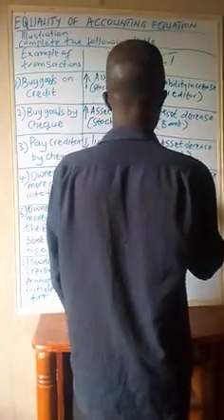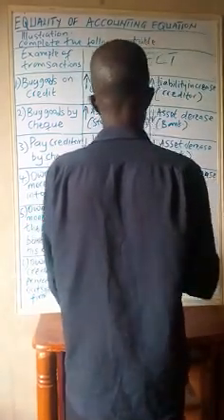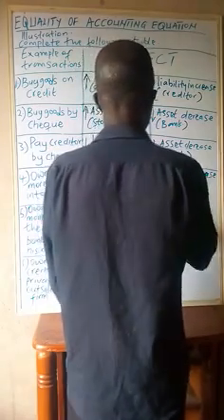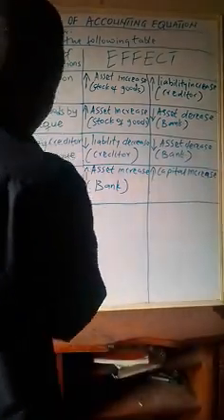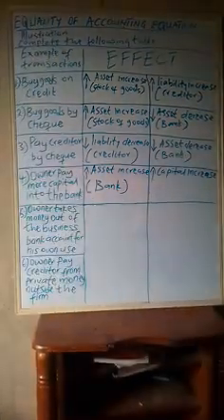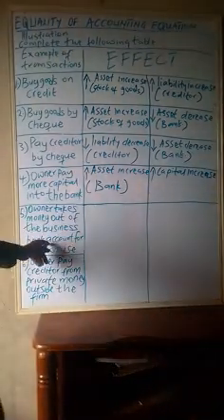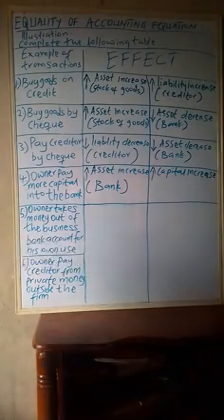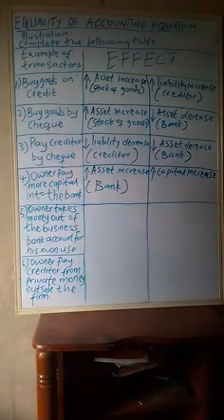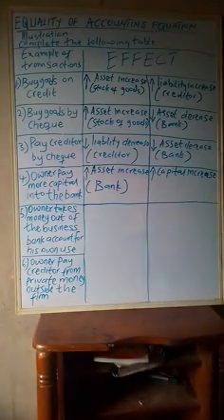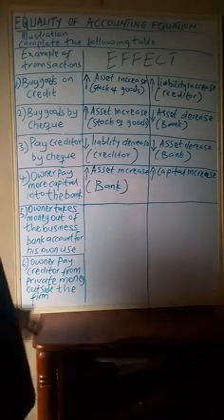And where do you find that in the balance sheet? You find it under capital. That means capital has increased. Owner takes money out of the business bank account for his own use. Owner takes money out of the business bank account for his own use. What is that?